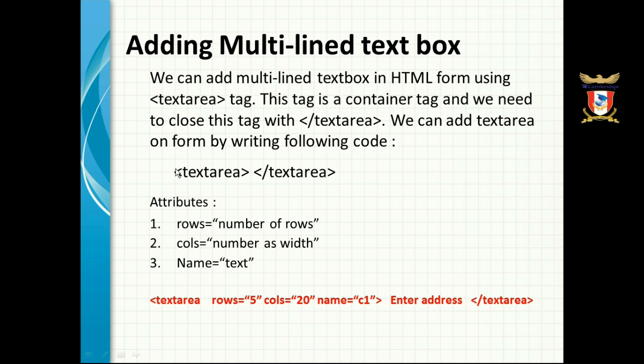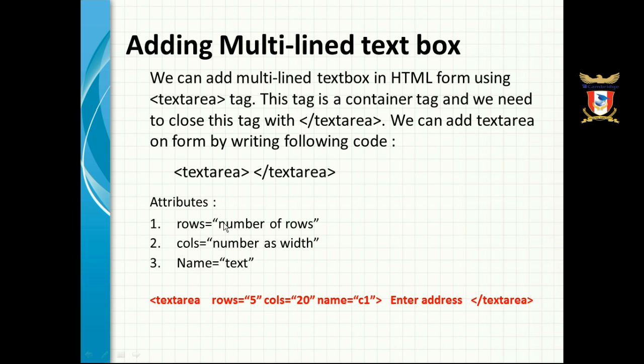We can add multi-line text box in a form by using text area tag. It's a container tag that needs to be closed after opening. So various attributes belonging to this tag are rows, cols, and name. Name is the common attribute for all the input elements or all the form elements. Name attribute, as we discussed earlier, is used to decide the identity of any control. But two attributes which are different from other attributes are rows and cols.